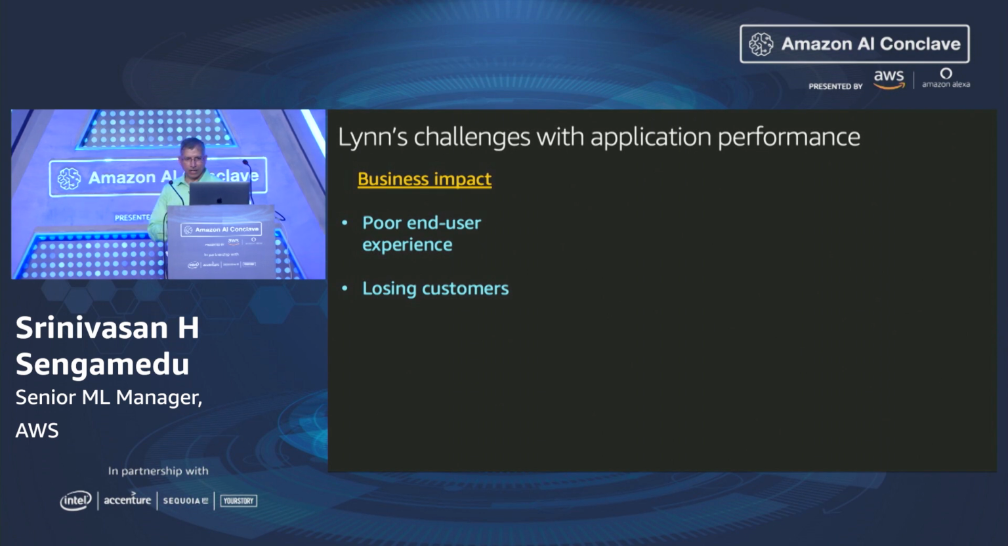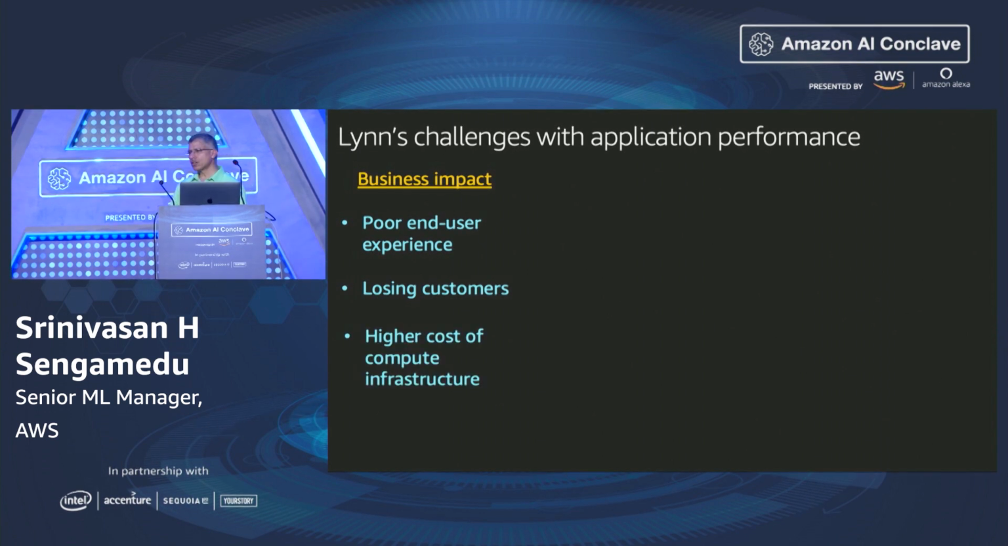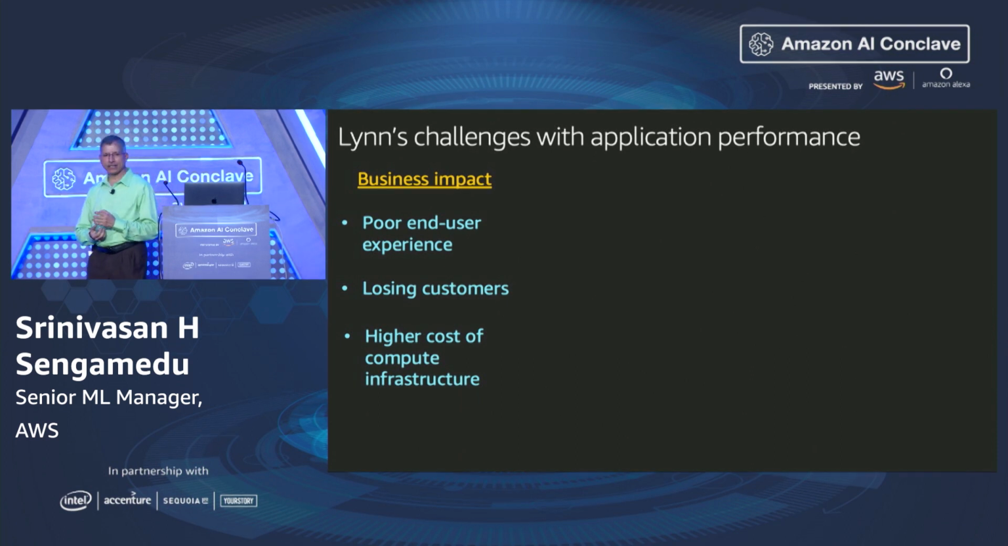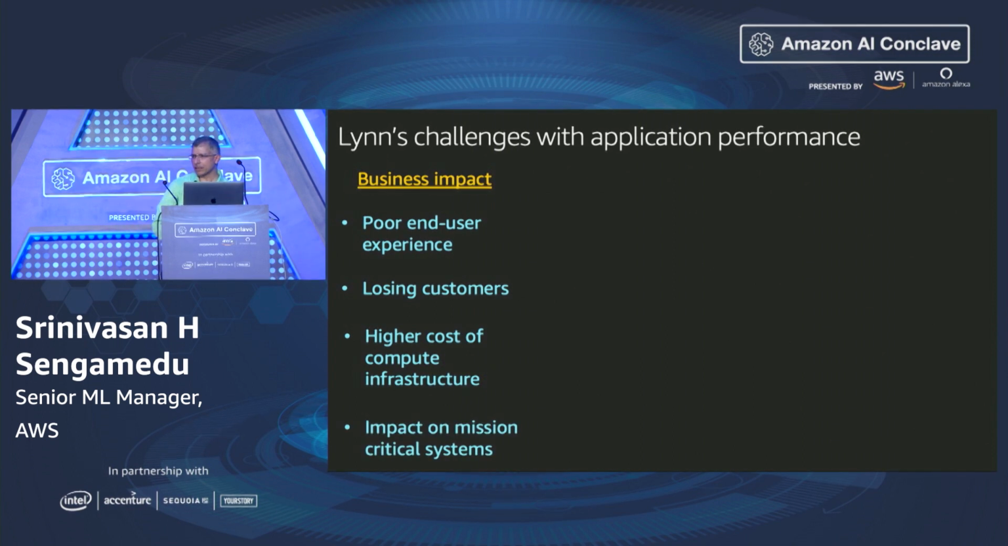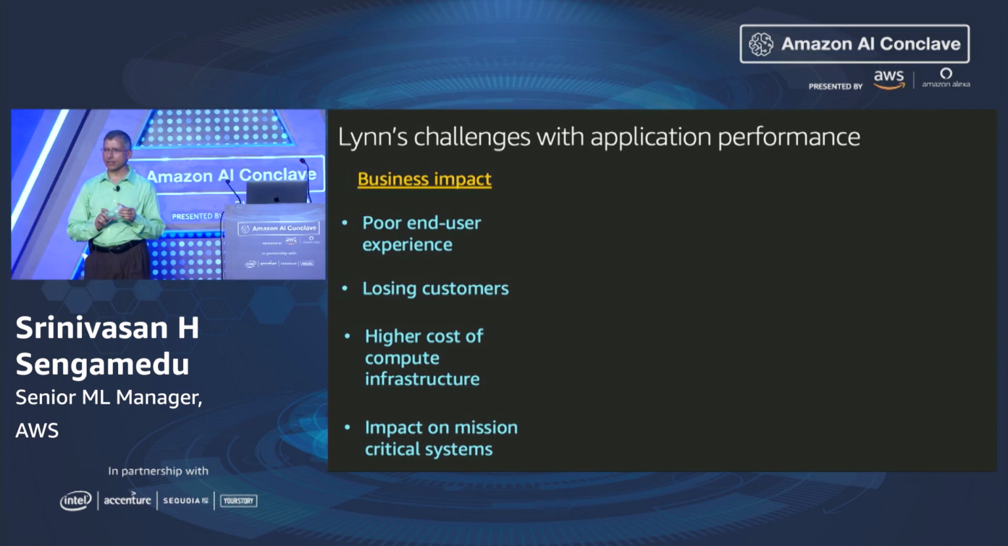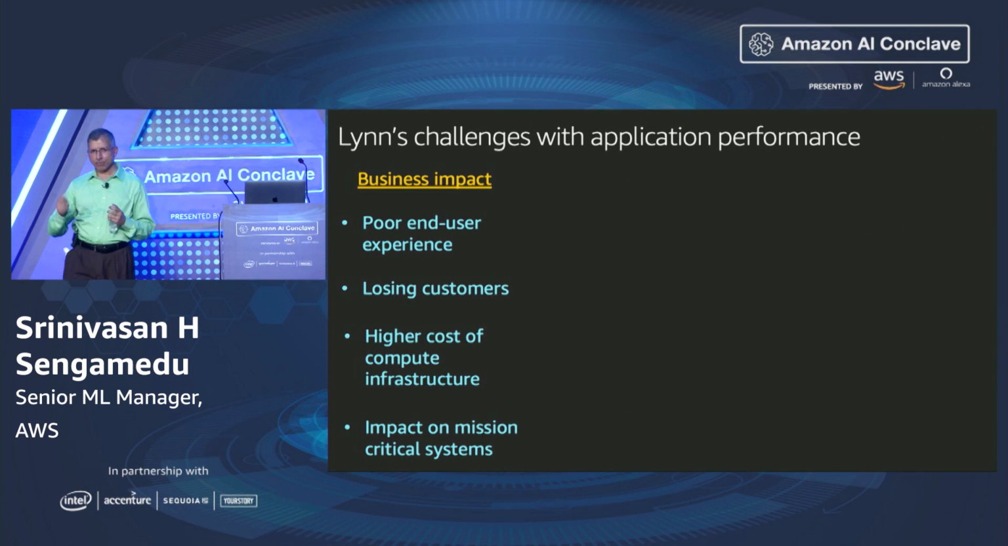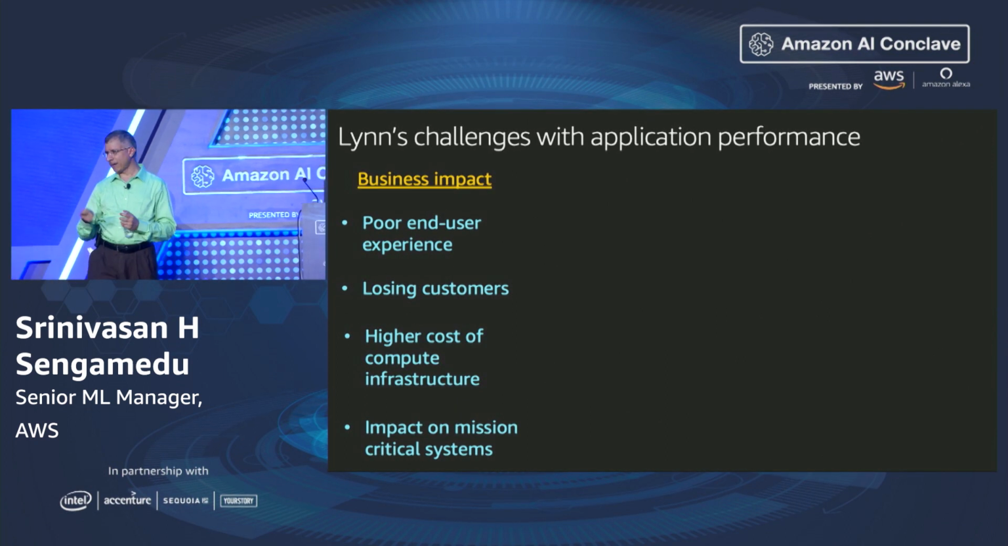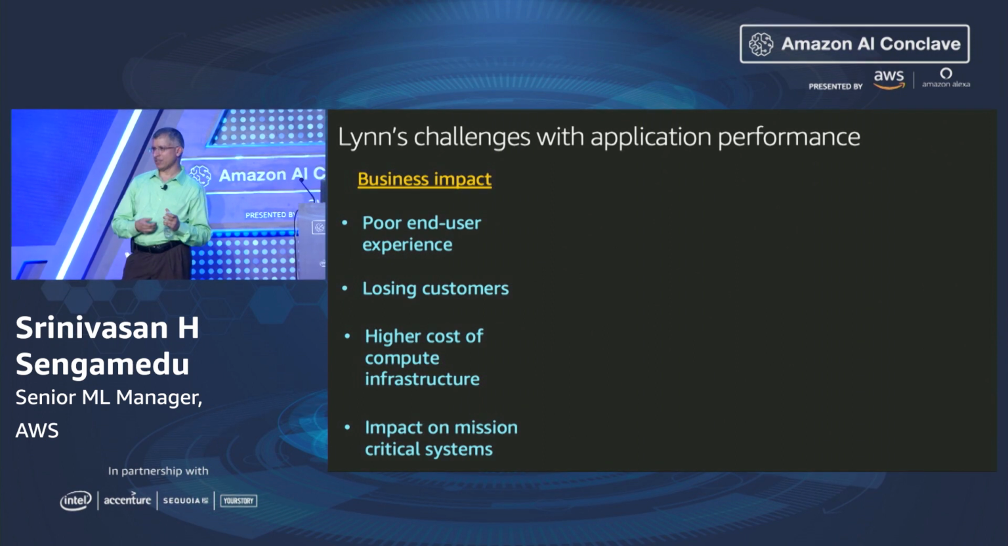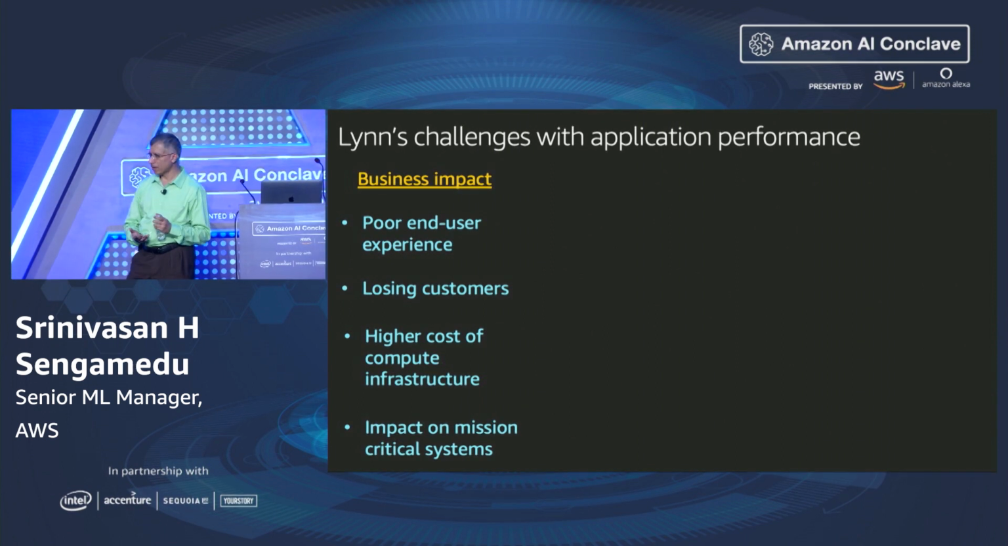The other one is the higher cost of compute infrastructure. You may have certain fleet sizes. How do you know this is the right size, and that you cannot have a smaller fleet? This directly translates to the cost of doing business. Again, there are mission-critical systems like railways, air traffic control, and stock trading systems where a very small increase in latency can have an impact in terms of millions of dollars or lives at risk, right?